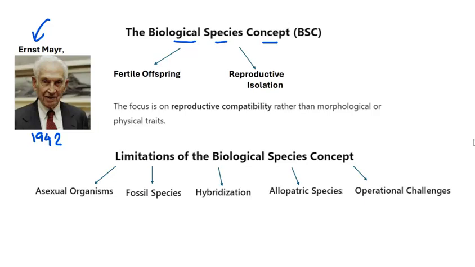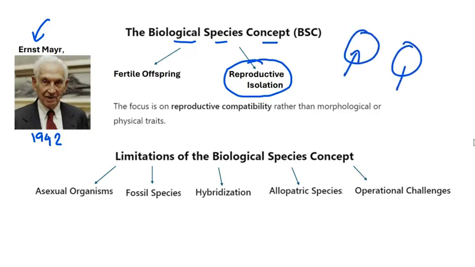And this concept has the idea that we have reproductive isolation of one group from another, and that those reproductively isolated groups are producing fertile offspring. So I'm referring to population A and population B. They're reproductively isolated from each other and producing fertile offspring within their populations. And for Mayr, that was his definition of a species.